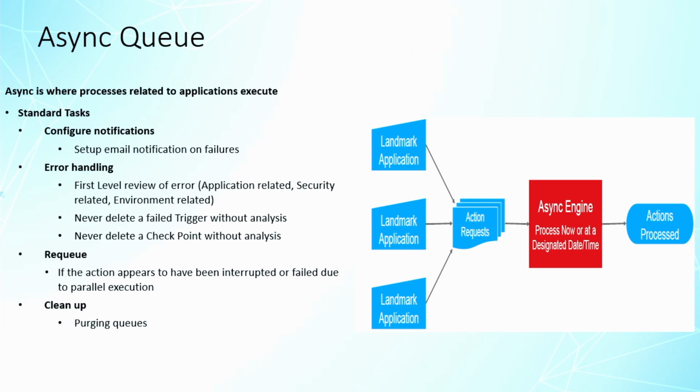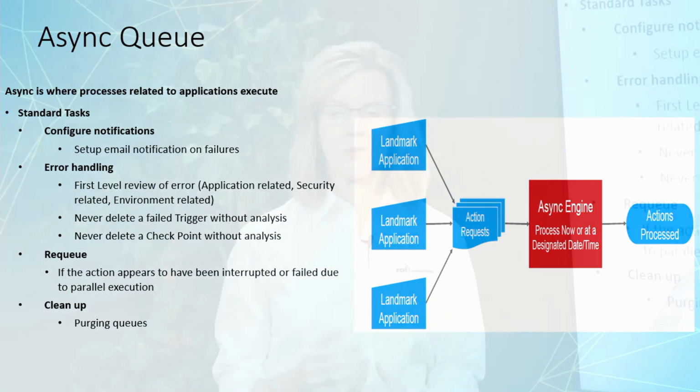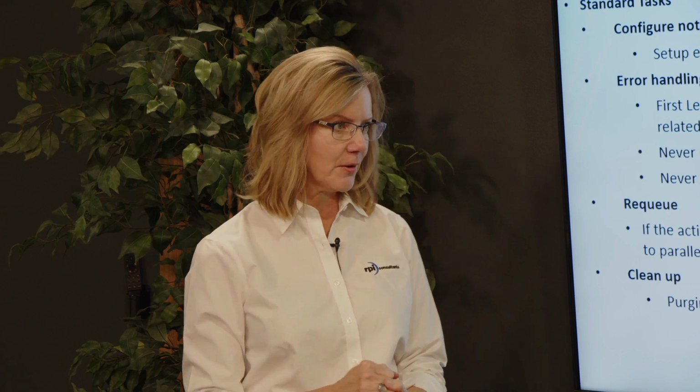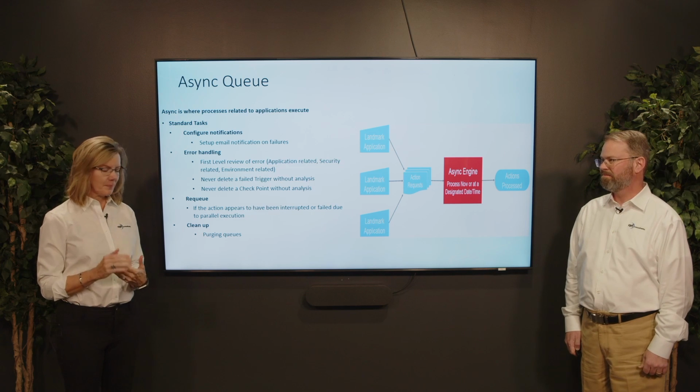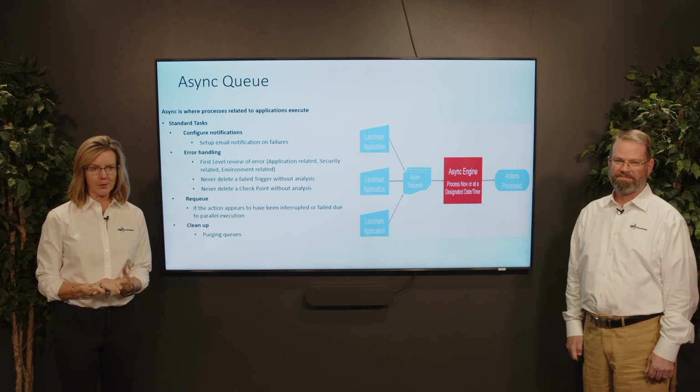And obviously, not one person's going to sit there and watch Async all day long. So we recommend obviously setting up a notification, configure your notification within the tenant. And that would allow a person or a group to be notified if there is a failure, so they can get in there and take a look and see what's going on. So that's the big first step, is error handling.